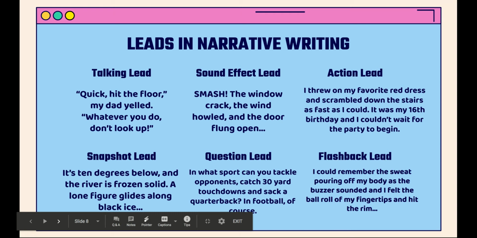So you can see the talking lead begins with dialogue. You can see the quotation marks there. The sound effect lead starts with an onomatopoeia, smash, so the reader can hear what's going on in the moment they're introduced to the story. The action lead has the main character doing something, which is really interesting. Okay, so why don't you pause the video here and read through these, take notes, because you will probably want to use these later.